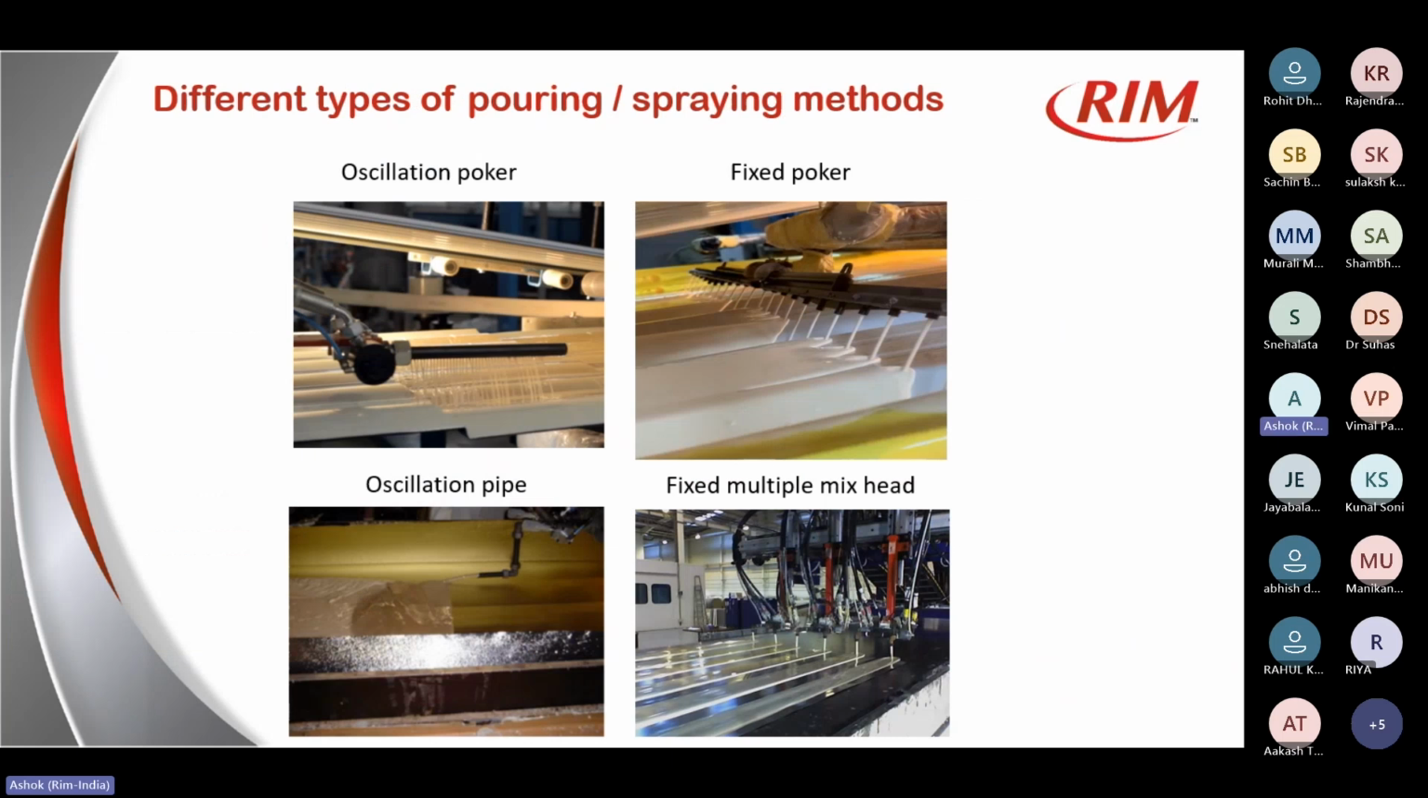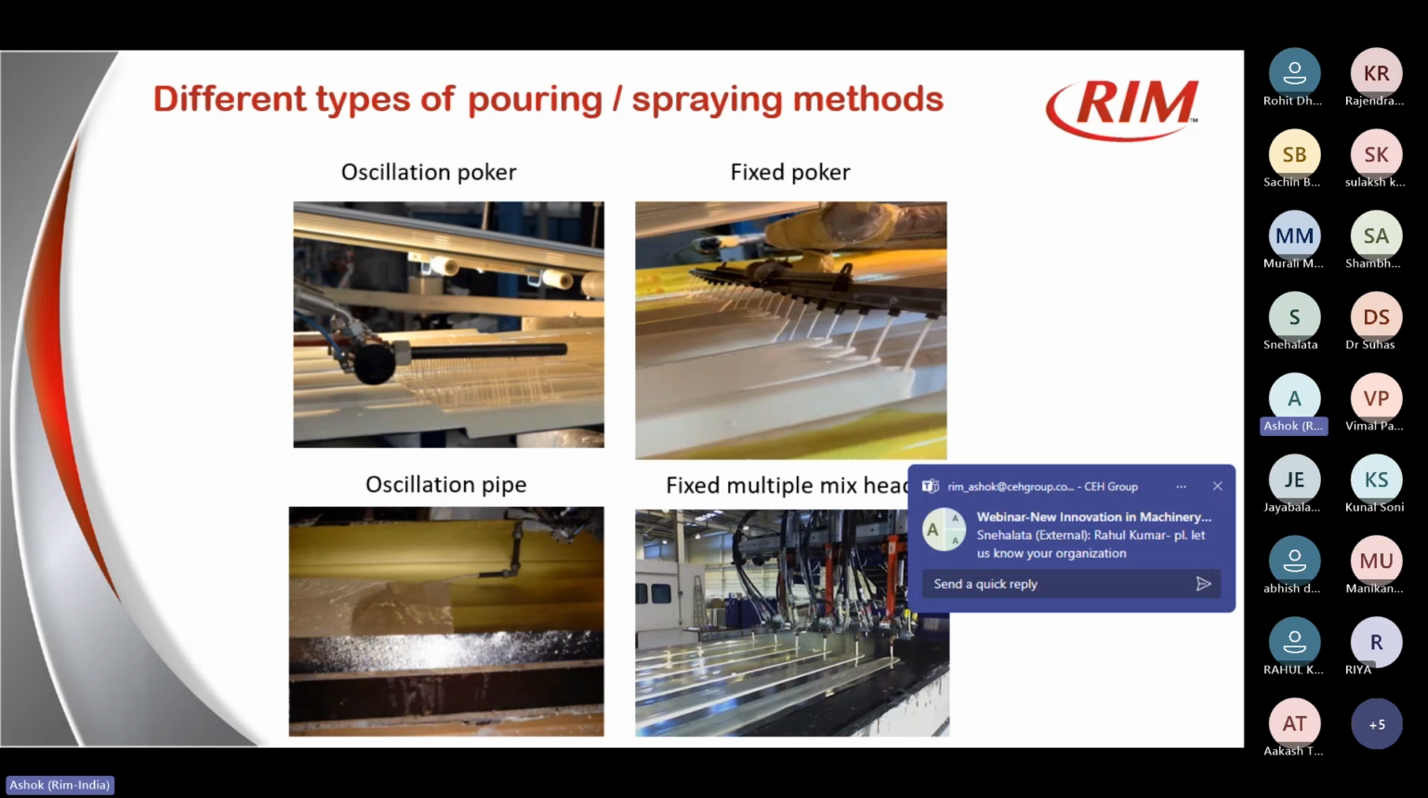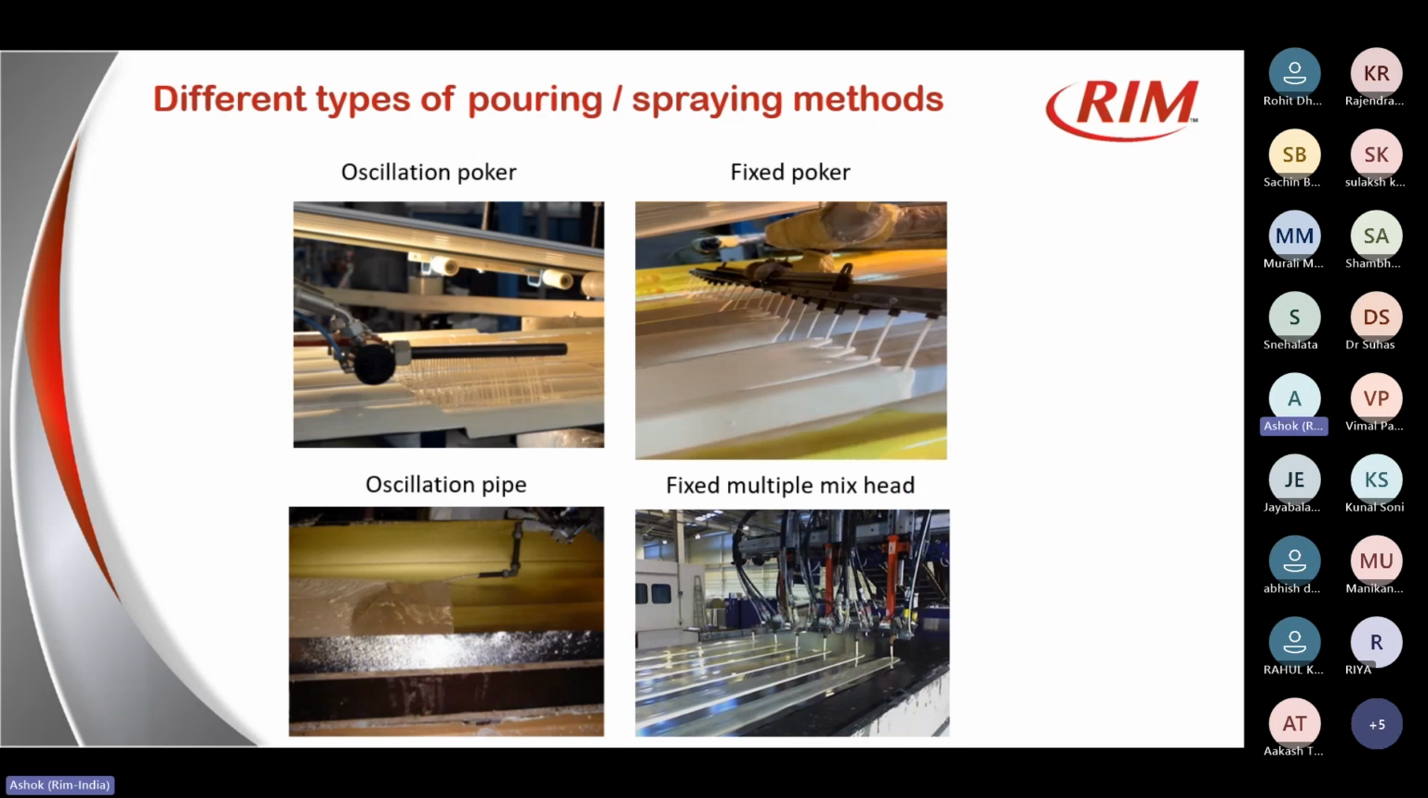So, different types of pouring or spraying methods. For this continuous line, when the PU spraying happens on the metal sheet, there is an oscillation poker, or some people call it a moving poker. Then there is a fixed poker. There are some old technologies like oscillation pipes as well, basically used especially for soft skin or PU boards, and fixed multiple mixing heads. So these are the four main types of pouring or spraying methods.